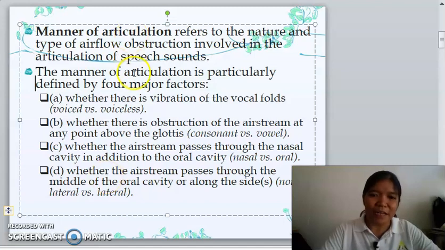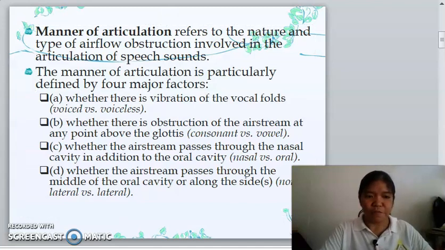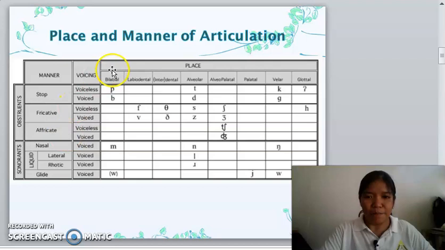So let's see one by one what are those manners of articulation. There is a chart in here. I will explain later on the place and manner of articulation. So here we will be talking about stops, about fricatives, about affricates, about nasal, about liquids, about lateral, rhotic, and glide, or sometimes we call it semi-vowel.